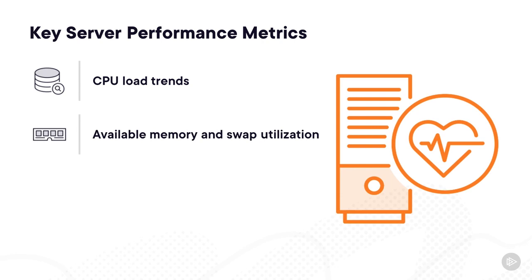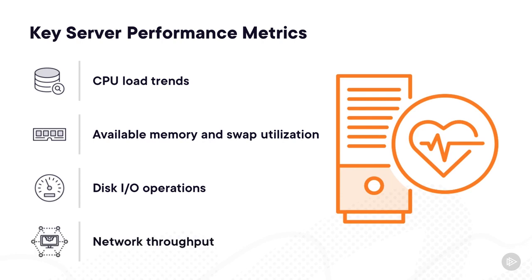Next, we'll check the pulse of our system's memory to ensure our applications have the resources they need. Moving on, disk I/O operations will tell us about the read-write speeds and queues that affect data access and transfer rates. And finally, we'll look at network throughput, the artery of our server's communication. So keep your eyes peeled for these metrics throughout this module.